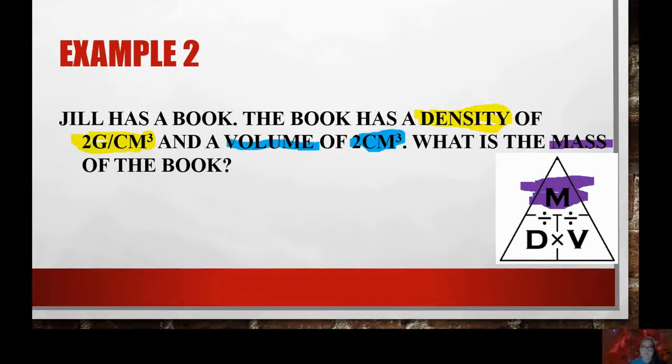So we write out the information we do know. The density is 2 grams per centimeter cubed, and our volume is 2 centimeters cubed. Now again, the operation between those two is a multiplication. So in this case, we would have mass equals density times volume. In this case, density is 2 times volume is 2. 2 times 2 equals 4.